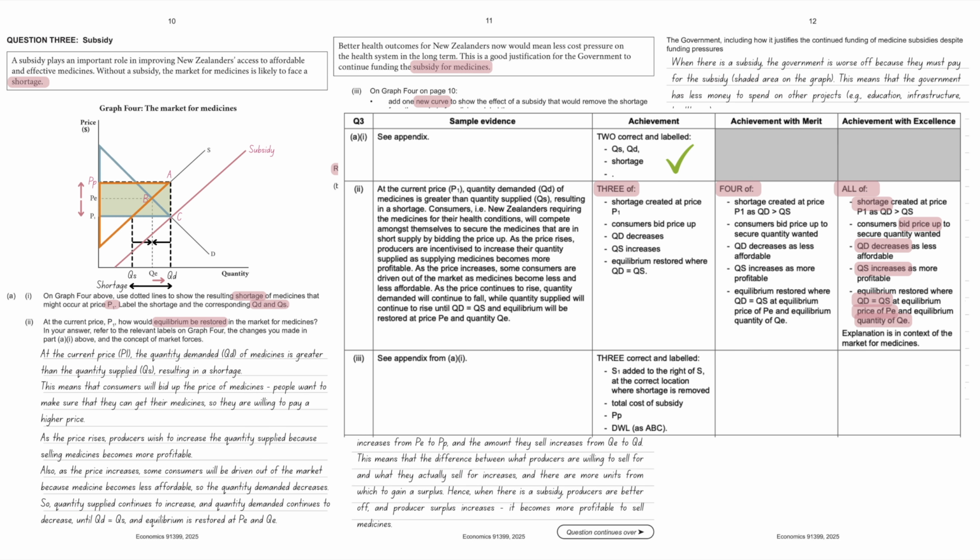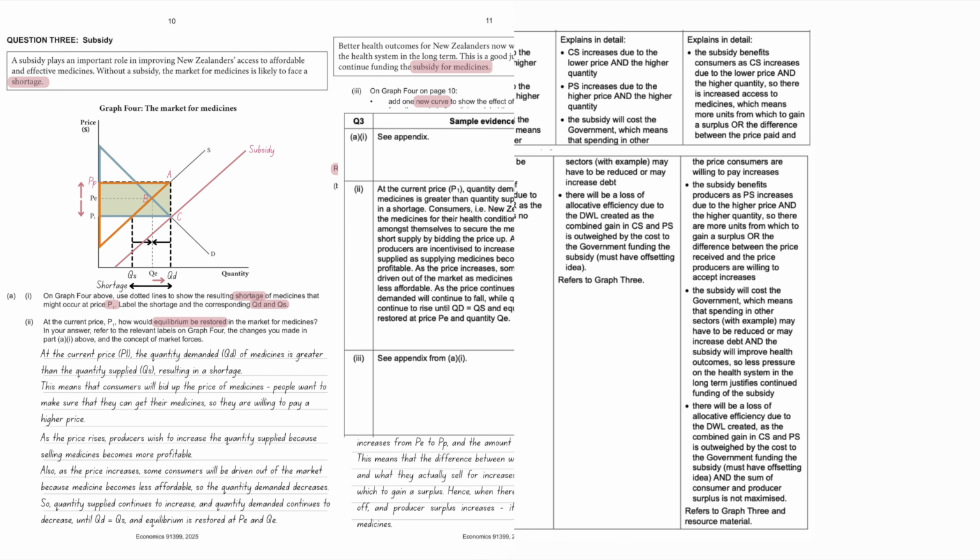quantity supplied. Or if you're talking about the whole curve shifting left or right, then that would be demand or supply changing. And then for excellence, you also have to make sure that your explanation is in the context of the market for medicines. So make sure that you actually link it back to what you're talking about. So now let's look at how the subsidy impacts consumers, producers, and the government and allocative efficiency.